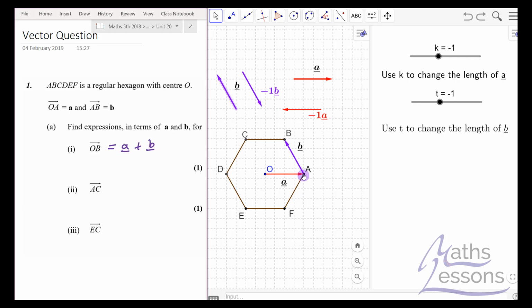Now we want to do AC, so we want to get from here to here. The only thing is A goes in this direction. So if we were to put A on the end of B, we'd end up going over here. So what we need is minus one lot of A here, to go on the end of B, and we put that on the end of B. So we've got B minus one lot of A. Well, we don't write minus 1A, we just write minus A. So we've got B minus A.